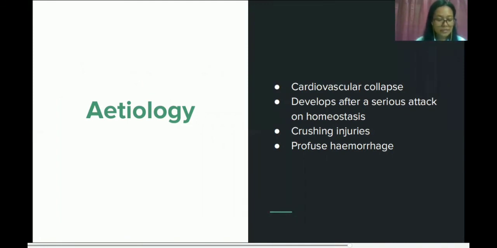Shock, also called intravascular collapse, may develop following any serious attack on the body's hemostasis. Shock may be a result of trauma, heat stroke, blood loss, an allergic reaction, severe infection, poisoning, severe burns, or other causes. Shock associated with crushing injuries, especially those that involve the chest and abdomen, is frequently observed in dogs injured by cars or other automobiles. Profuse hemorrhage and burns are common causes of shock in domestic animals.